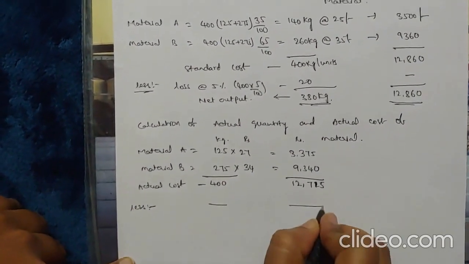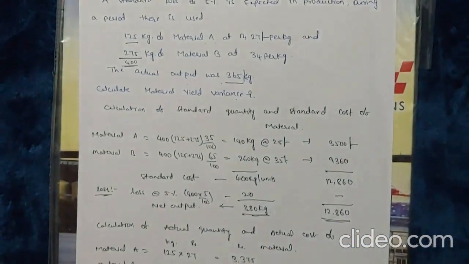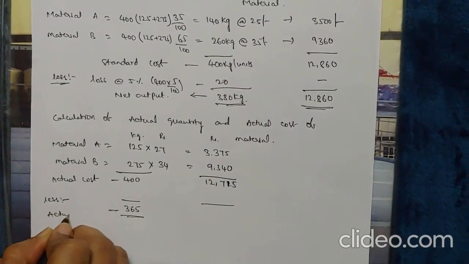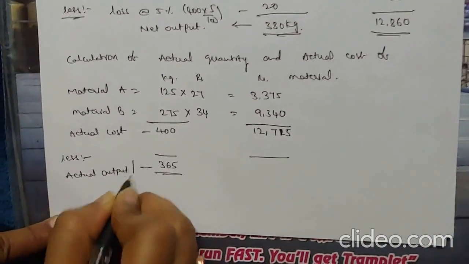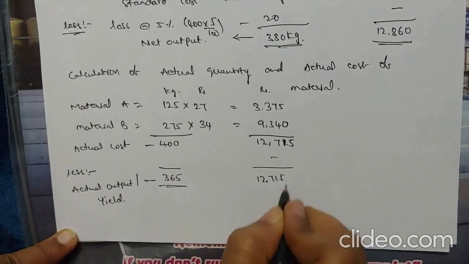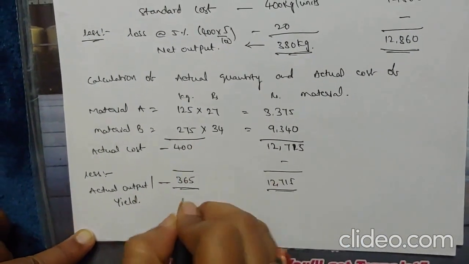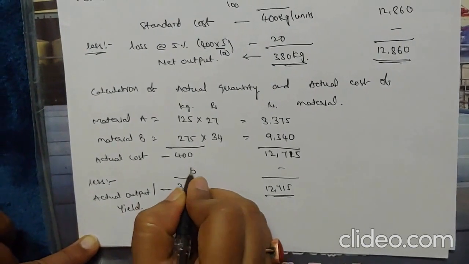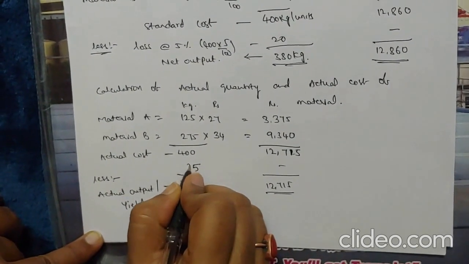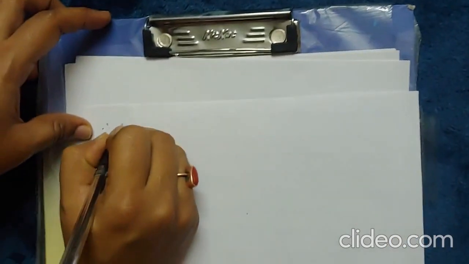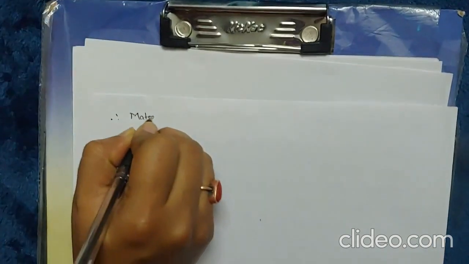And then material B is equal to 275 kgs. 275 into 34 rupees equal to 9,350. Total, it is also 400 units, 12,725. This is actual cost.